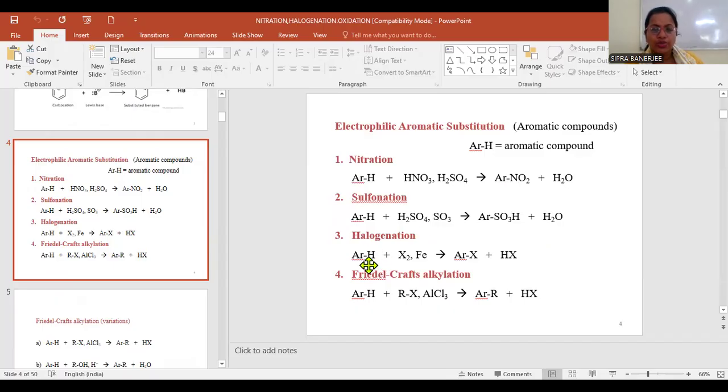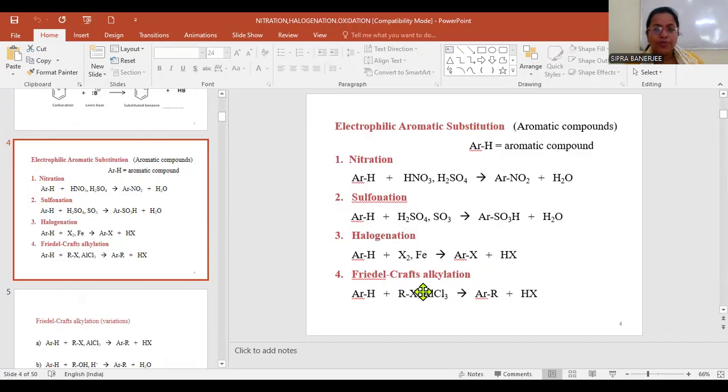Halogenation, where X represents the halogen, forms aromatic compounds like fluorobenzene, chlorobenzene, and bromobenzene, along with HCl or HBr or HF acid being formed.